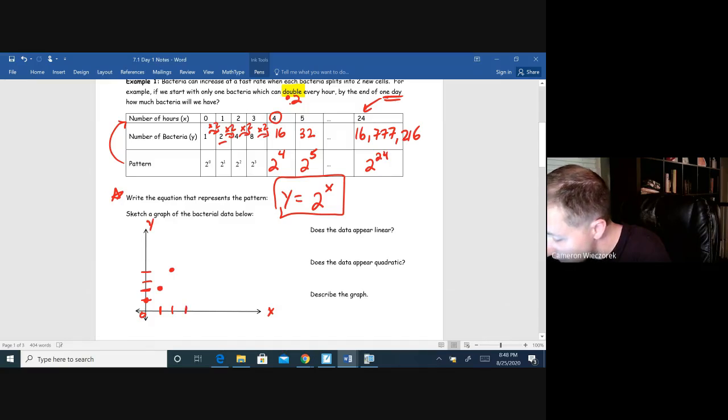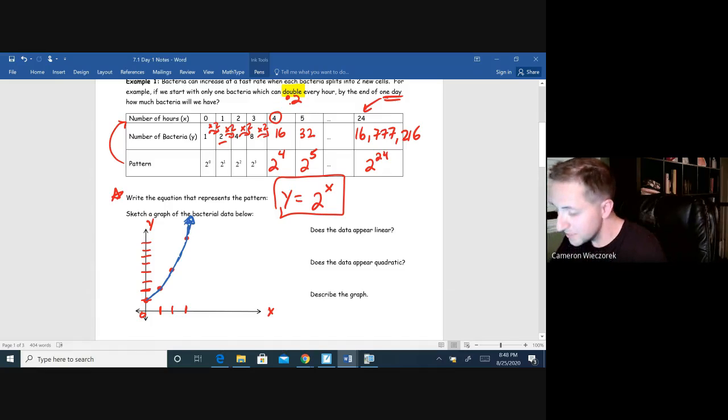So here's my third hour on the x-axis. I go up to 8 on the y-axis. Okay. And it's going to continue. The gaps between the dots are going to continue to get larger and larger. So if I sketch this now, connect the dots, it's going to continue to grow faster and faster. Okay. So does it look linear? It's definitely not a straight line, so this is a hard no.